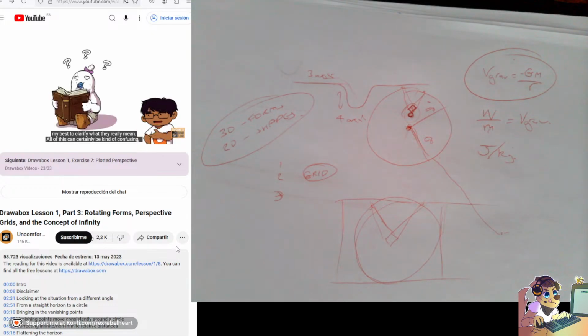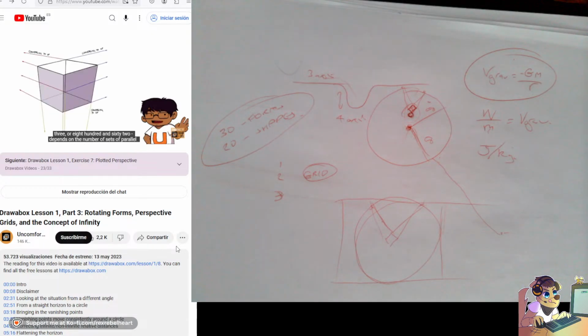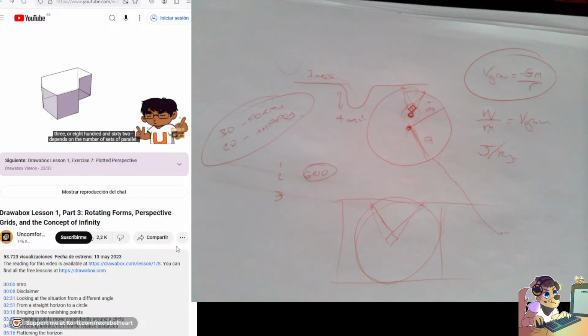All of this can certainly be kind of confusing, and a lot of people will be left asking, well, when should I use 1 or 2-point perspective instead of 3-point? There are 2 answers to this, with one of them simply being that the number of vanishing points you keep in mind, whether 1, 3, or 862, depends on the number of sets of parallel edges in the object or scene you're drawing, but that's not a terribly useful answer. There is, however, a rule of thumb that I can offer to help you make a bit more sense of what 1-point, 2-point, and 3-point perspective really tell us about the space in which we're working.